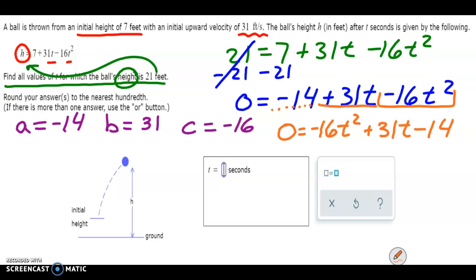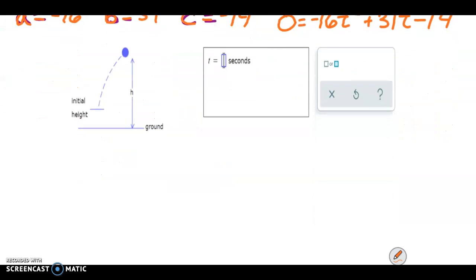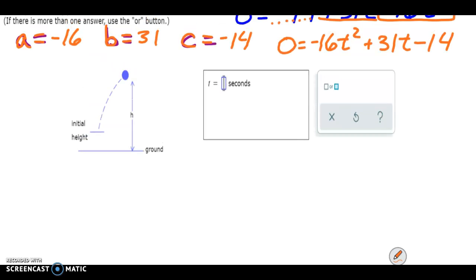Now you've got your A, B, and C in the right order. From left to right, now you've got your A, B, and C. So your A is actually negative 16, your B is actually 31, and your C is negative 14. So make sure you don't make that mistake, okay? Once we're here, we can now plug this in to the quadratic formula.